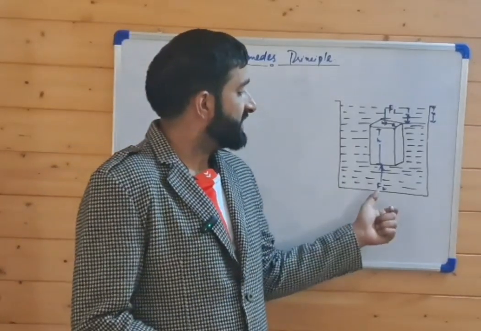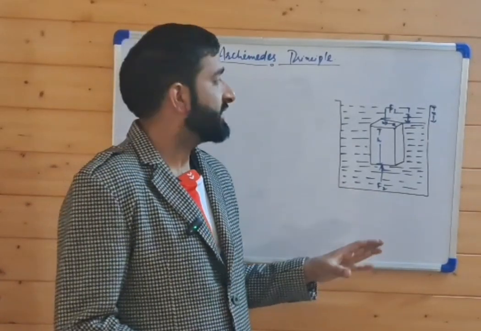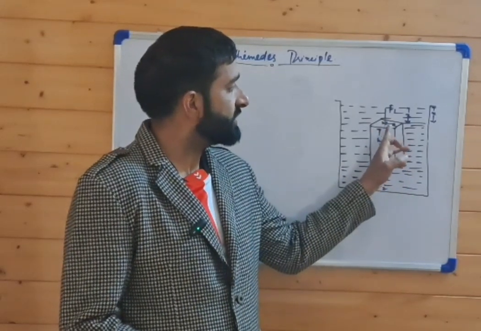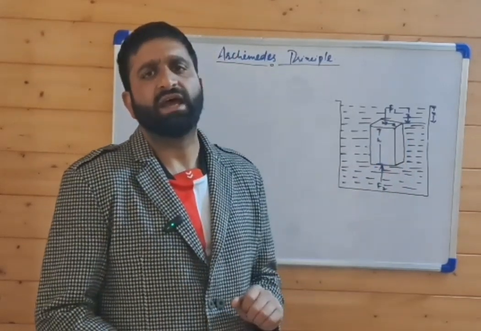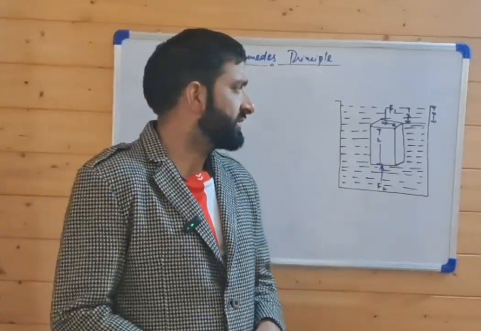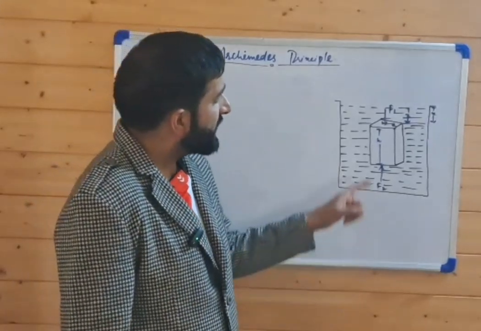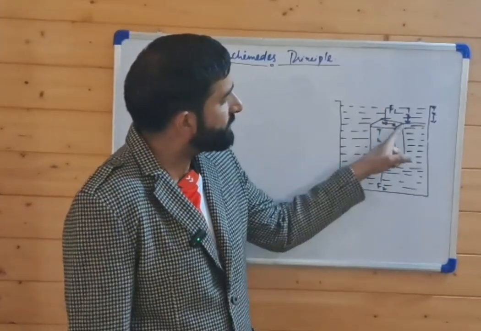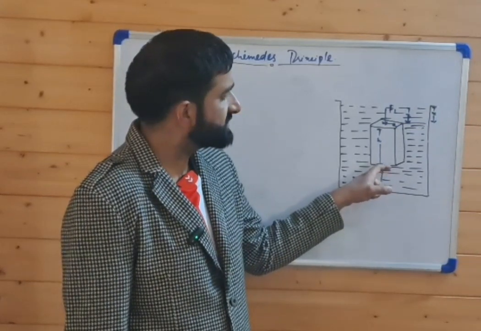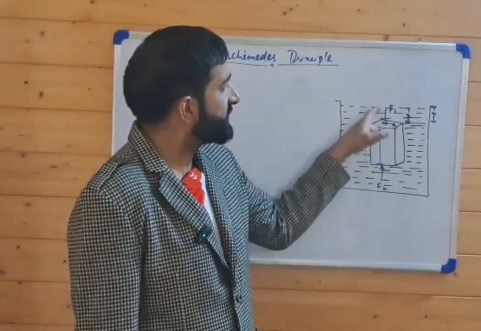We will take a beaker, fill it with a fluid, and immerse a body wholly into it. The cross-sectional area of the body is A and the height is h, and the density of the liquid in which it is immersed is equal to rho. Now, the height of the liquid above the top face is equal to x, and above the bottom face is equal to h plus x.